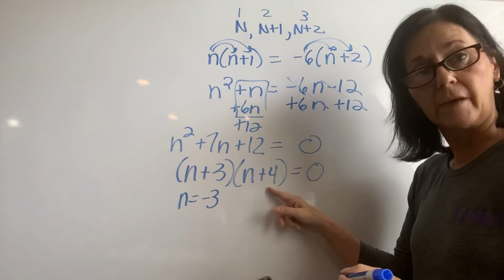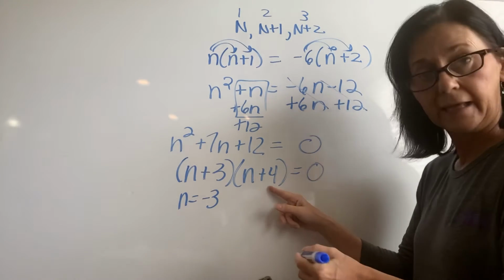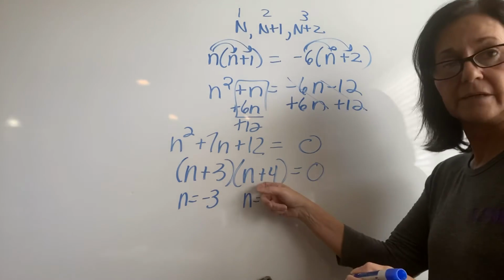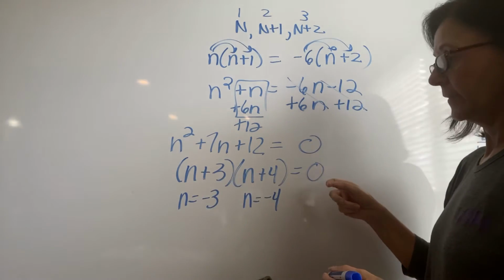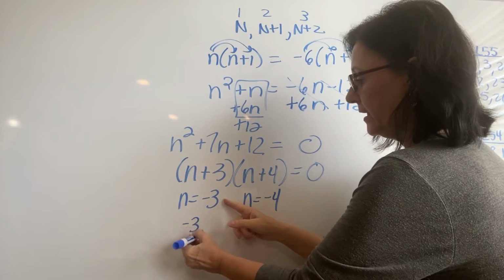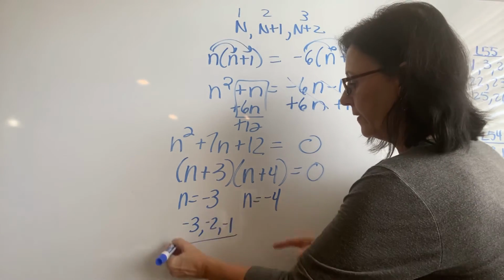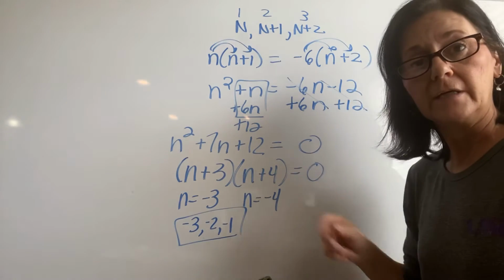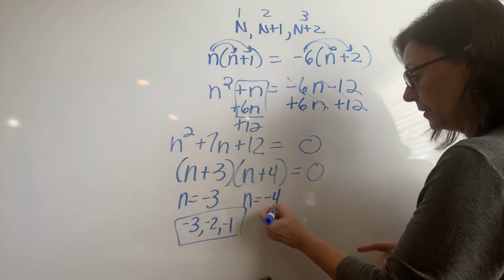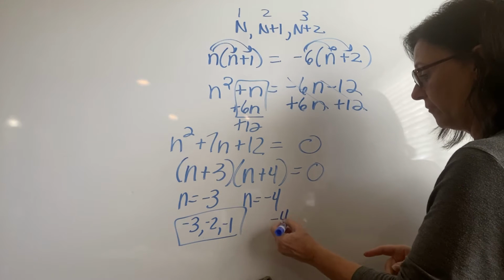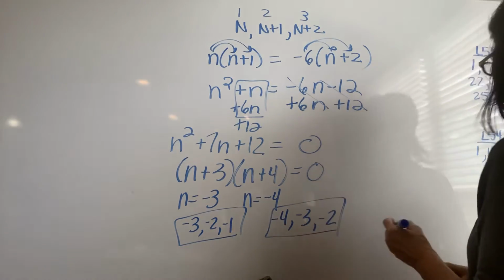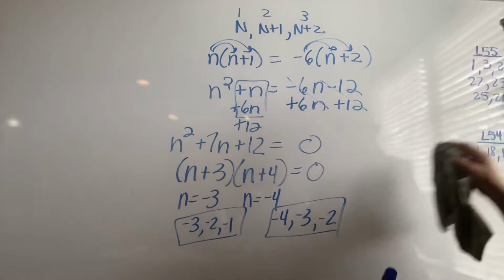What would make this binomial equal to 0? Negative 4. When n is negative 4, this term is 0. 0 times anything is 0. But it wants the consecutive numbers. So it's negative 3, negative 2, negative 1. That's one set. Remember, when you have something like this, you're going to have 2 sets. For this one, the 3 consecutive numbers are negative 4, negative 3, negative 2. All right?